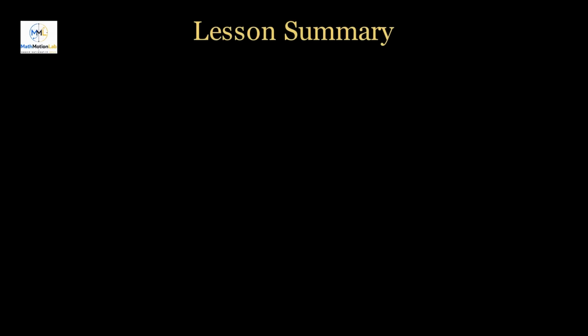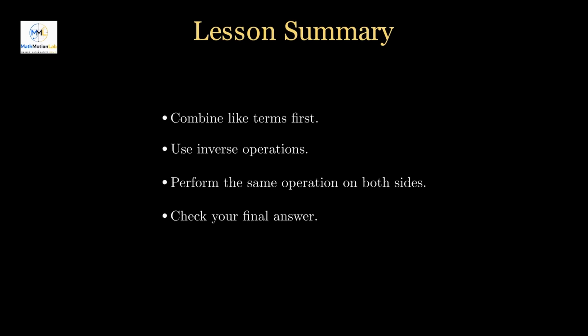Lesson summary. Let's review what we've learned today. When solving multi-step linear equations, always begin by combining like terms whenever possible. Next, remove the constant using the appropriate inverse operation. Then divide by the coefficient of the variable to isolate x. Finally, check that your answer makes sense and that the variable is completely isolated. The more you practice these steps, the faster and more confident you'll become at solving algebraic equations.